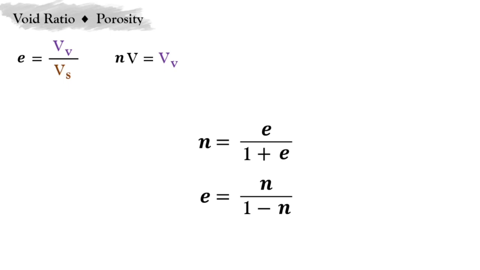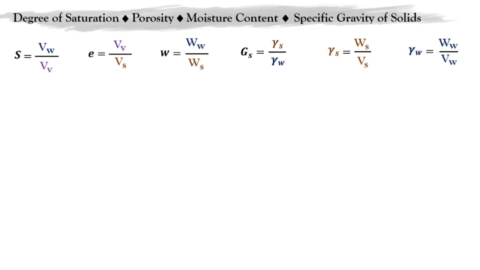Okay, so next, let's get the relationship between the degree of saturation, porosity, the moisture content, and the specific gravity of the soil solids. So, I have listed the basic ratios: for the degree of saturation, the porosity, the moisture content, and the specific gravity of the soil solids.